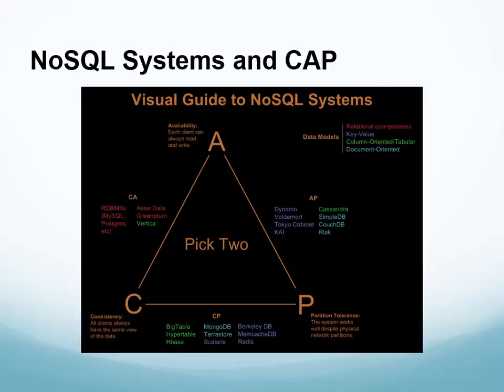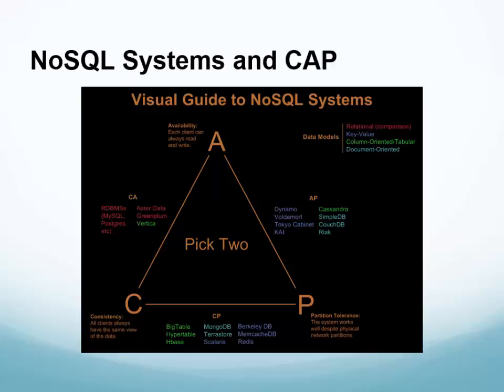Availability and partition tolerance: these are the databases that support this: Dynamo, Voldemort, Tokyo Cabinet, Kai, Cassandra, SimpleDB, CouchDB, Riak. I was using Riak as well. Consistency and availability: RDBMS, MySQL, Postgres, etc.